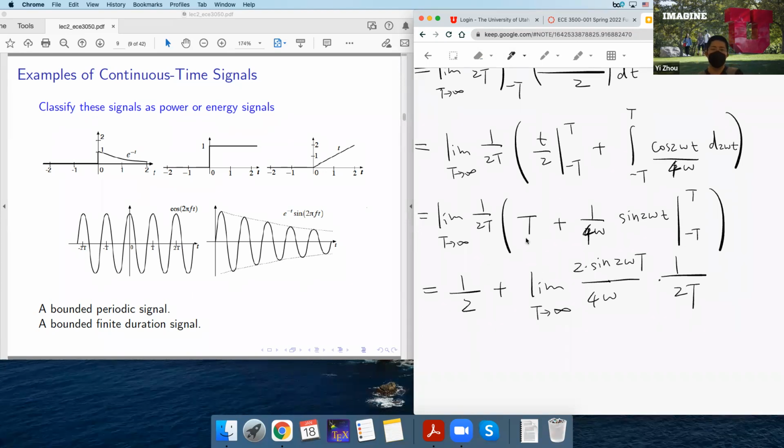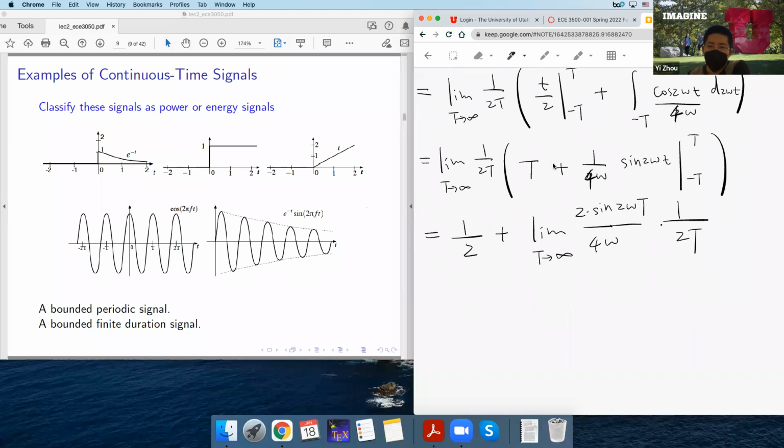So we still have 1/2T outside. So it's 2 times sine 2 omega capital T, this part divided by 4 omega in the denominator, times 1/2 capital T outside. Okay, so looking at this limit, what is the value of this limit?